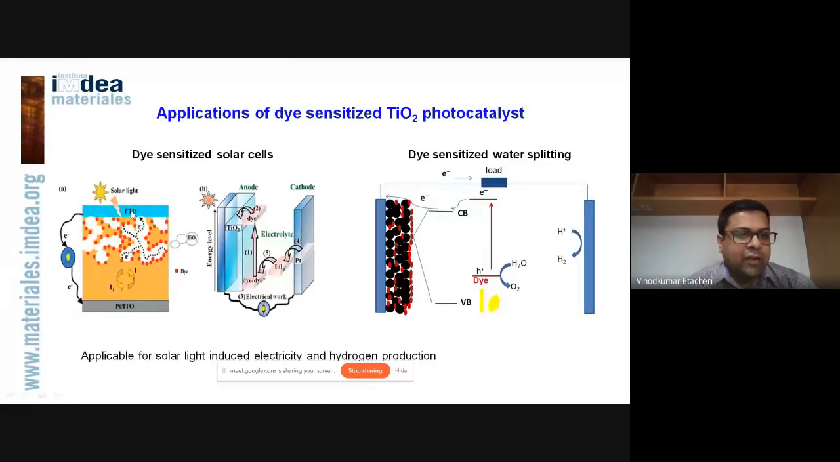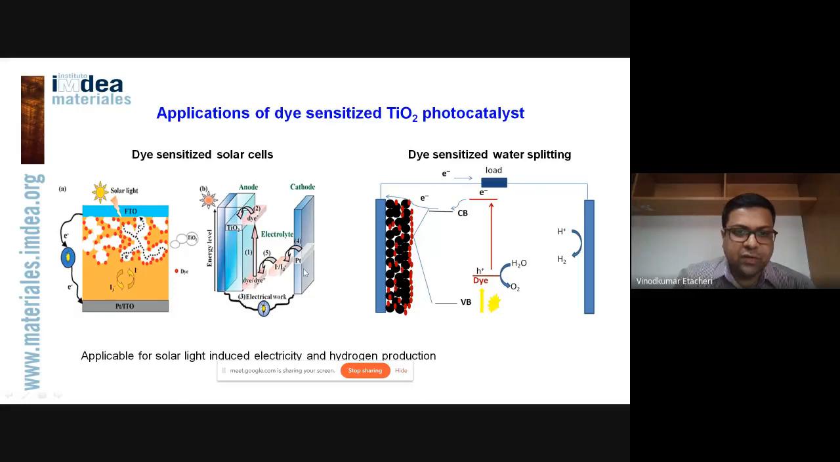So here we have FTO and a platinum electrode, ITO, and the TiO2 material with the dye, and then when it absorbs solar light, it injects electrons, and the electrons flow through the external circuit to the other electrode. So we have a solar cell. This way we can generate electricity using TiO2 and dye, through dye sensitization.